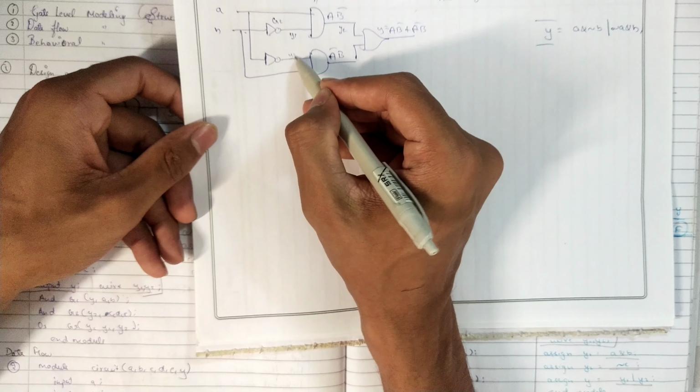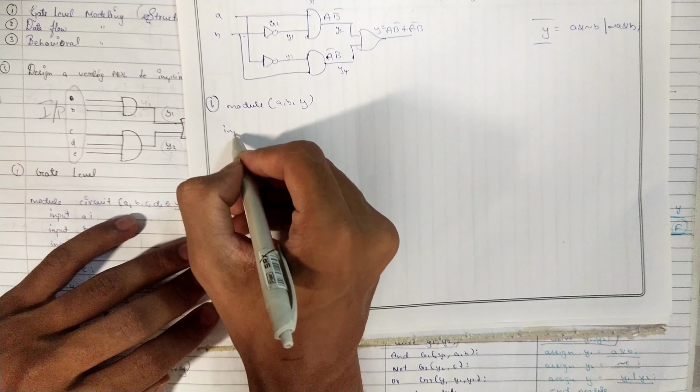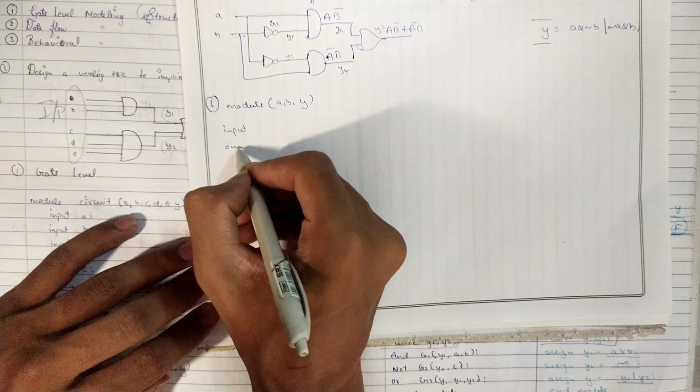So let me write, because it's a bit confusing and different. Module a comma b, that's it. Then you have input and output. You have only a comma b, and for wires you have 4 wires, y1, y2, y3, y4. Now how will you write? First the AND gate. In the AND gate, we have made that G1, right? So what we put in the AND gate: first what is going out is y2, comma a comma b.